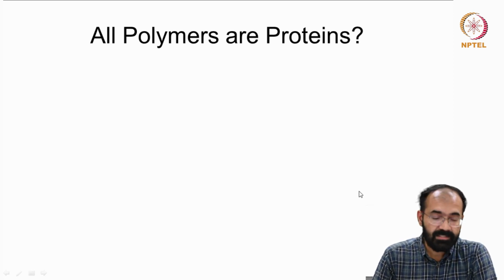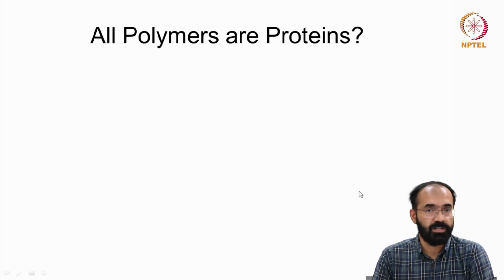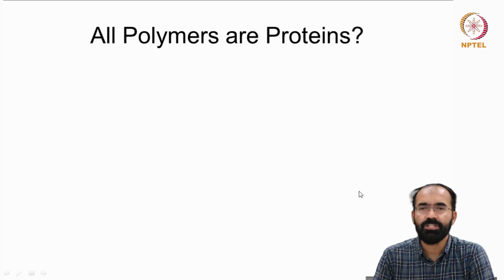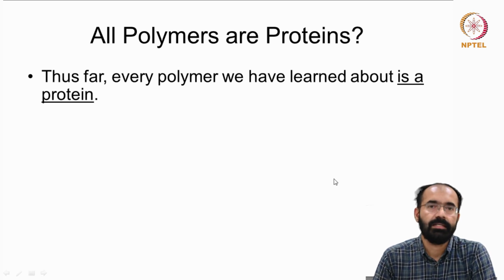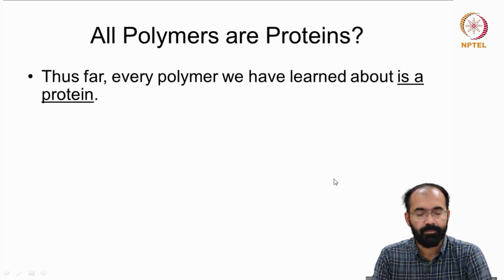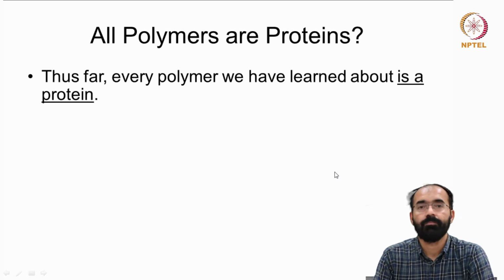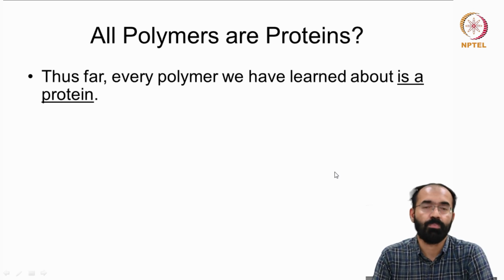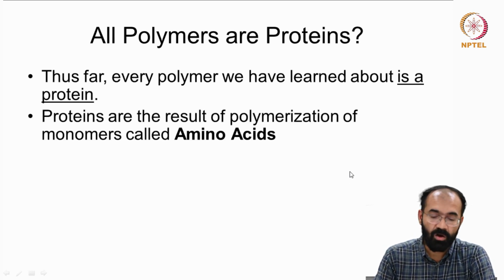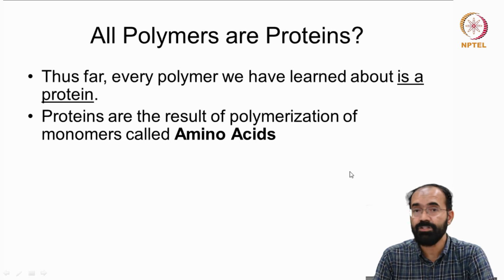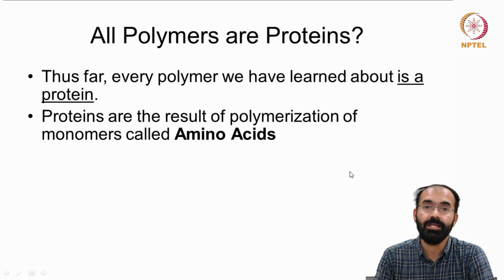So let us ask, in the modern world or modern life form, you see the majority of the polymers are proteins. But can we look a little bit more in detail? So far, every polymer that we know, the major component is a protein. However, proteins are the result of polymerization of individual monomers called amino acids, and we already showed almost all amino acids can be formed from the prebiotic world through inorganic materials.